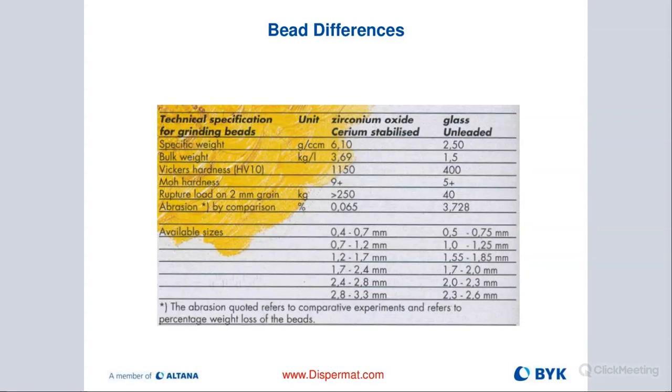Also, glass tends to break up during the milling process. You end up with shards in your slurry, which would not happen with the zirconium oxide. For example, these are cerium stabilized. We also have yttrium stabilized beads as well. But stay away from glass. They are no good.